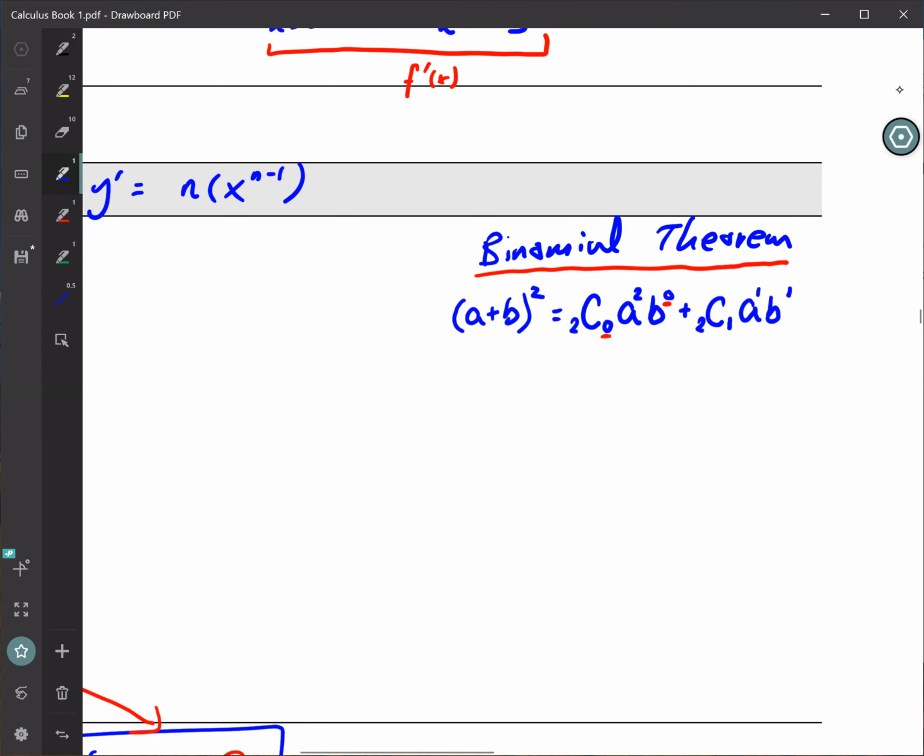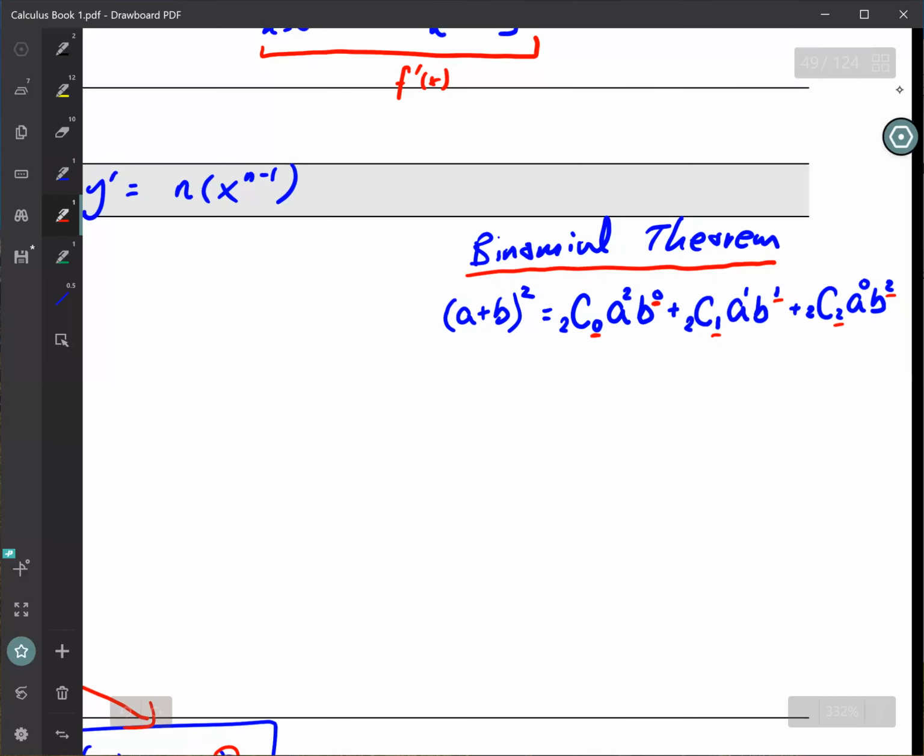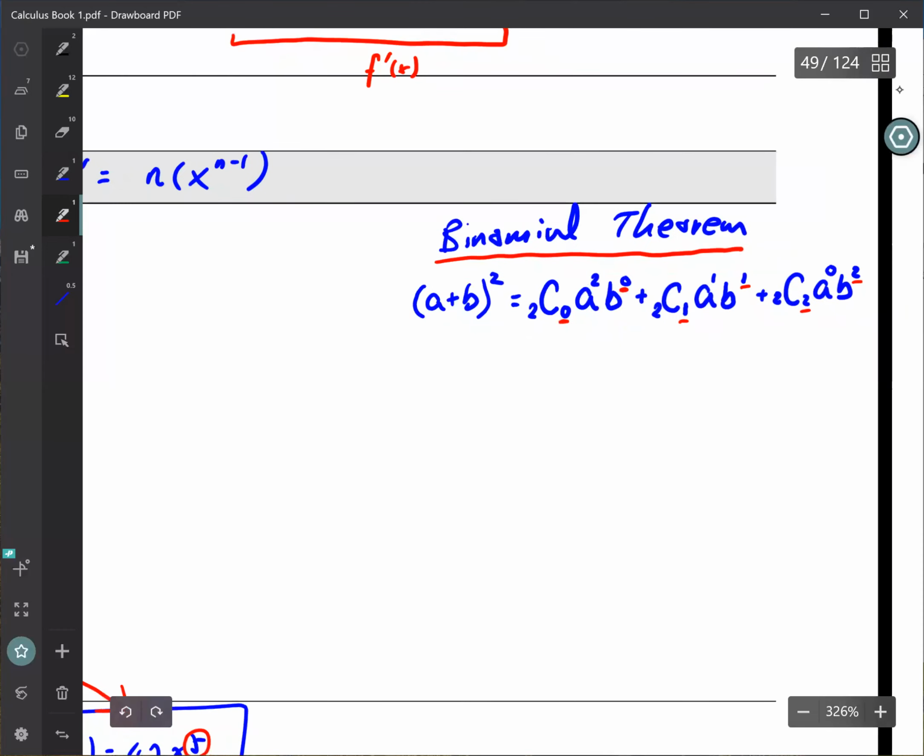Okay, next one, 2c2, ab2 0. Are you able to see the pattern here? A little bit confusing because you didn't learn this in grade 12, so I'm just throwing this at you as a formula. So let's try another one, okay? So you can see the pattern.